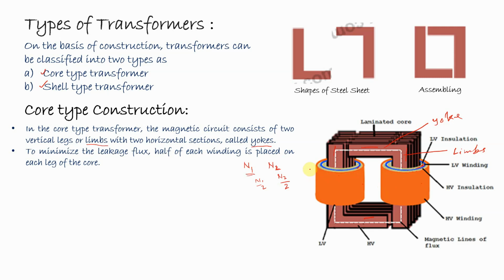Here, when power is supplied to the primary winding, a magnetic field will be developed, and it will be developed in such a way that it is equally distributed throughout the core of the transformer. Therefore, the leakage flux will be minimum in this case.